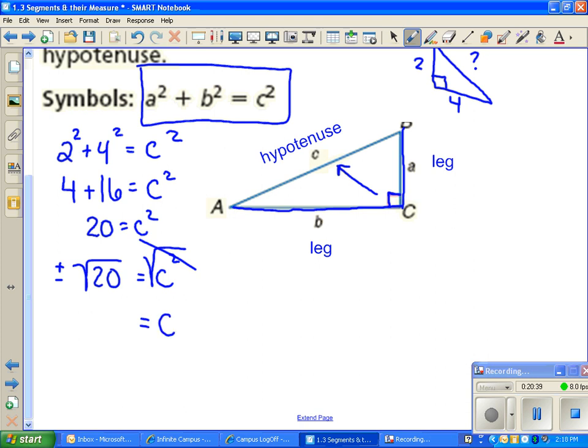But when we're talking about distance, do I have a negative distance? Do I have a negative length on this right triangle? No. So really, we're only worried about the square root of 20. Again, you have to have the square root because it's different from 20. The square root of 20 is going to be 4 point something. And if you write 20, that's a completely different number. Everybody okay with that? No questions?